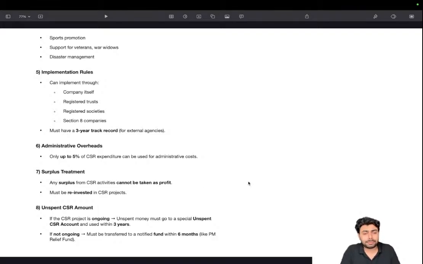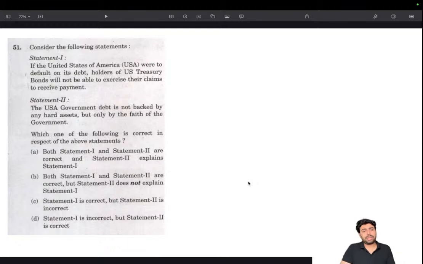So, moving on, next question. This is a basic question. I think most of you will be able to answer it if you have a basic idea of treasury bills or government bonds in general. If the United States of America were to default on its debt, holders of the US treasury bonds will not be able to exercise their claims to receive the payment. Yeah. The US government debt is not backed by any hard assets, but only paid by the government.